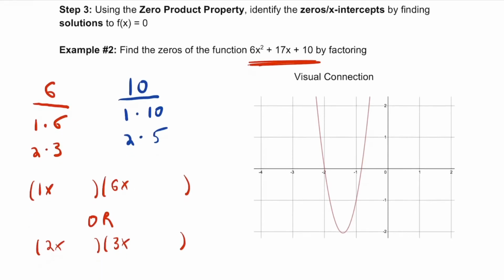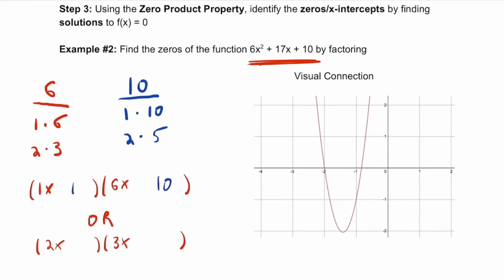So you have to go through and you have to try 1, 10. You have to try 10, 1. You have to try 2, 5. You have to try 5, 2. So it's going to be building a lot of mental math muscles.